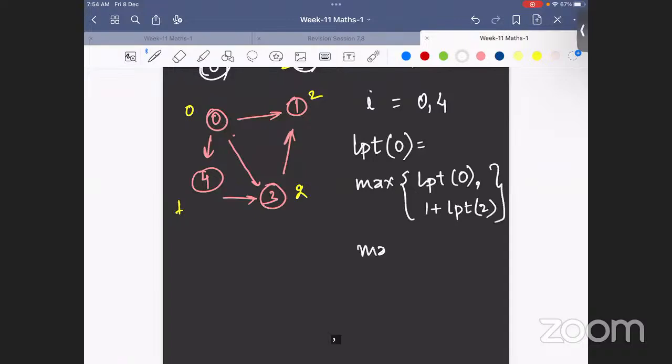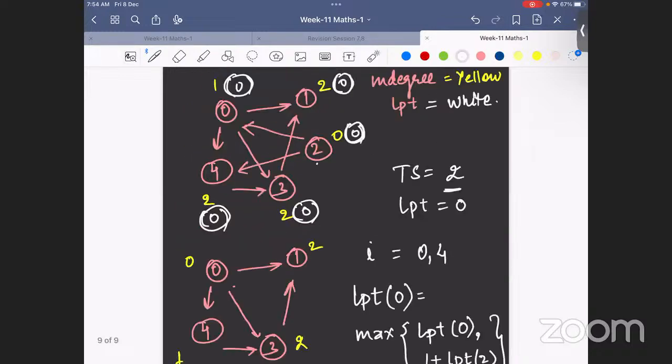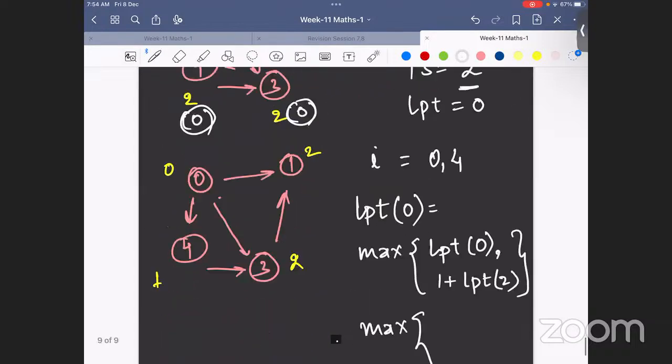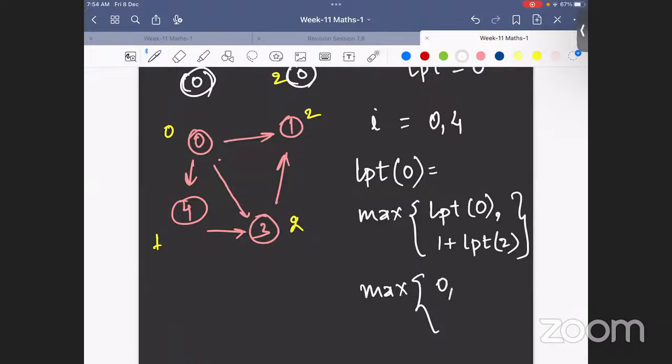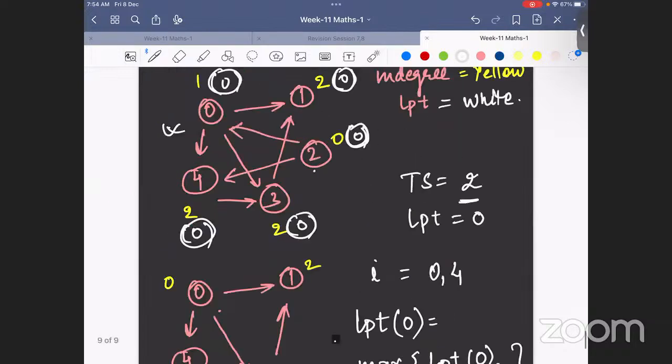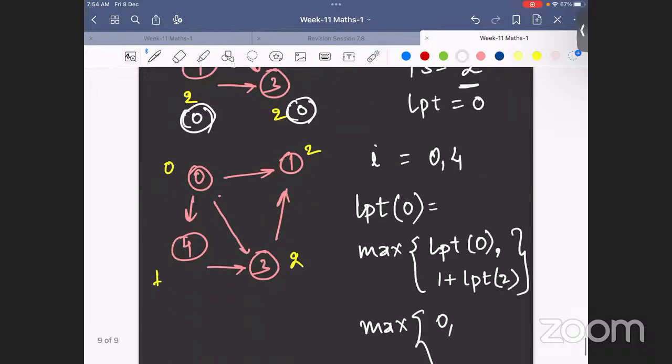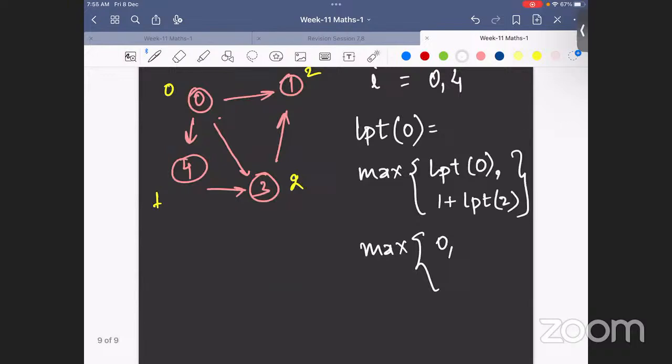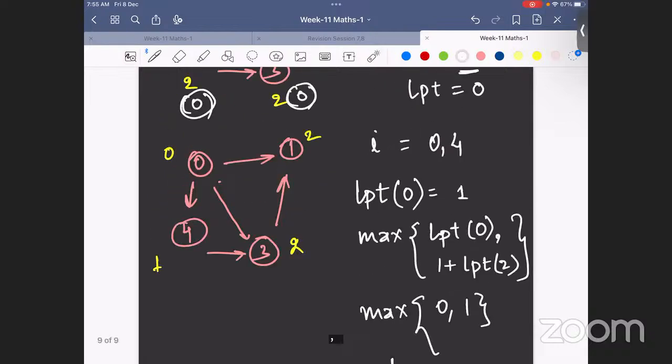This should be the maximum of what? What is LPT of 0? For this case, what was the LPT of 0? 0, sir. 0, correct? So it was 0, comma 1 plus LPT of 2. What was the LPT of 2 for the first case? It's also 0. So 1 plus 0 is 1. So it will become 1 here, right? So LPT of 0 will become 1. So you have to update the value of this to 1, comma. So this should be 1.